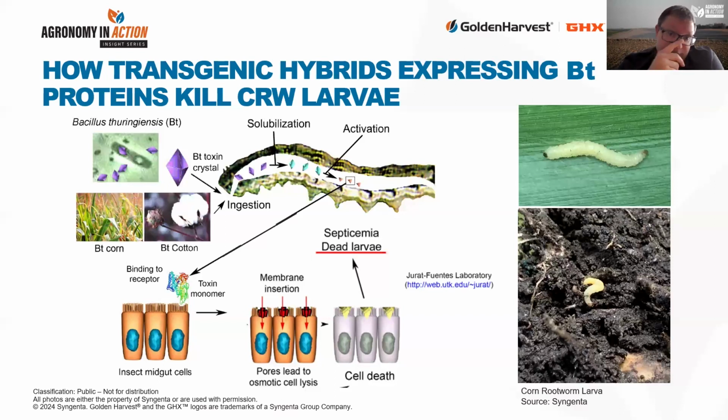This is both the reason why the traits have worked so well for us and why we see resistance develop to them. They're very effective, but compared to an insecticide, they're what we would refer to as a low dose technology. And that low dose nature allows us to deploy them through a plant, but it also results in a situation where some larvae over time are able to survive, and those that survive pass on their genes, and that's how we see resistance develop in populations of corn rootworm.